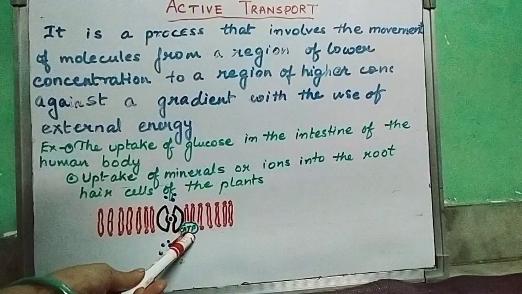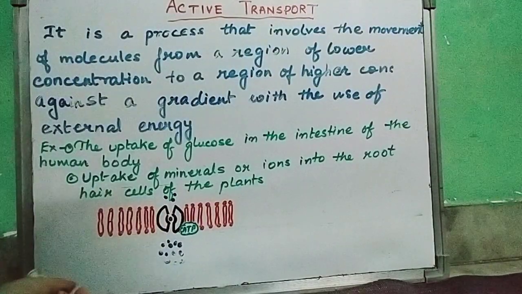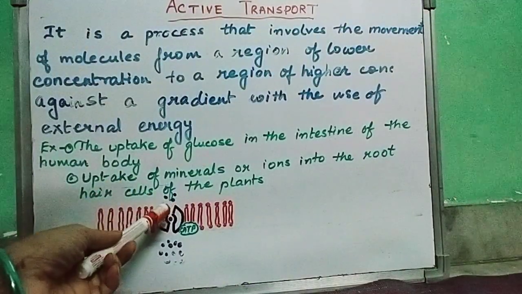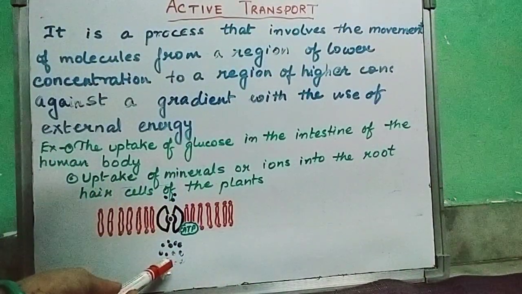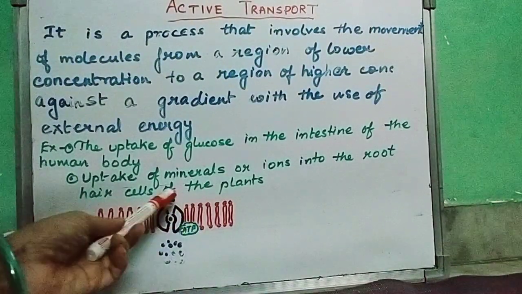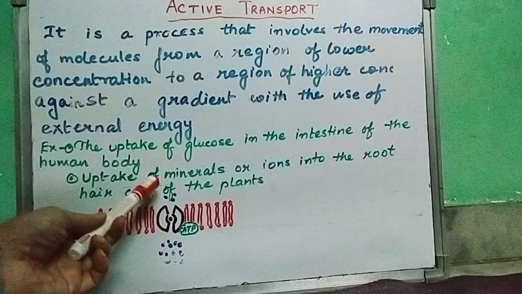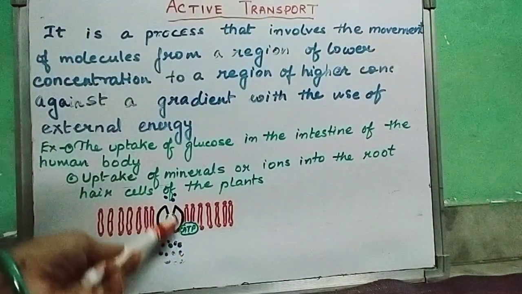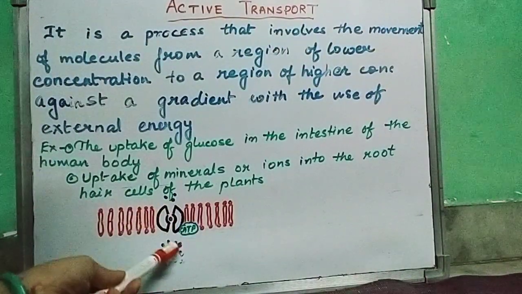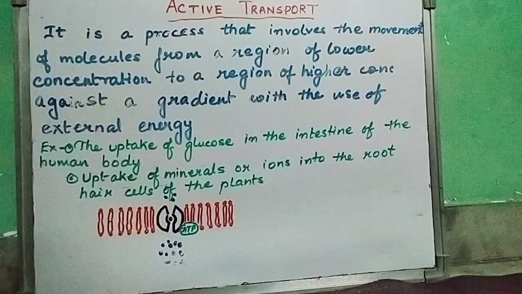Through the ATP molecule. ATP has a binding site on its surface which attaches with the molecule, and that binding site takes the molecule from the region where it is present to the next region where it has to move. So through this ATP molecule, the molecules are transported from the region where it is lower in concentration to the region where it is more. Through this membranous channel, it passes from one region to another with the help of the external energy source that is called ATP. So this is active transport.